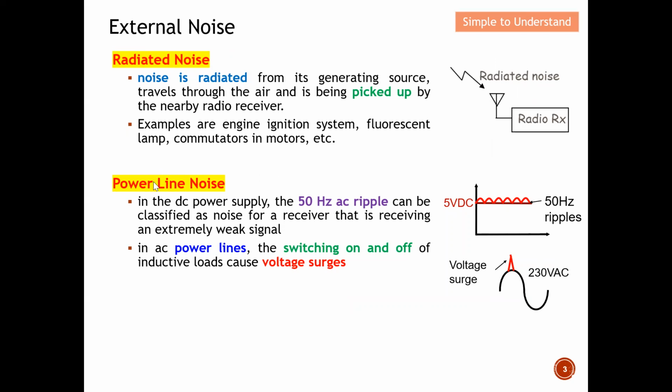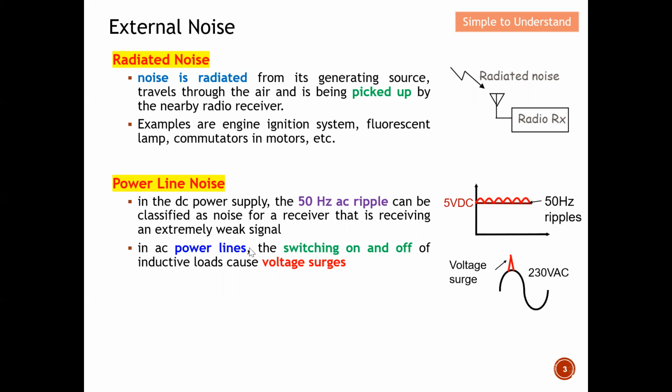Next, power line noise. In both DC and AC, we have power line noise. In a DC power supply, the 50 Hertz AC ripple can be classified as noise for a receiver that is receiving an extremely weak signal. So this is a DC signal, and we have a 50 Hertz ripple here. Although this is very small, when we receive a very weak signal, this 50 Hertz ripple can have some undesired effect on the weak signal. So this is what we call power line noise.